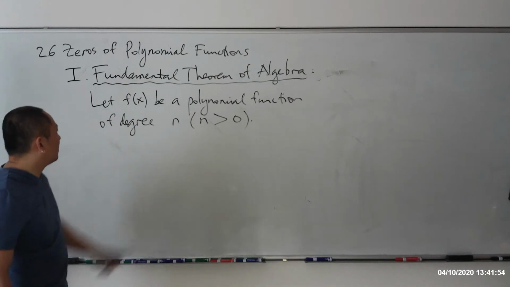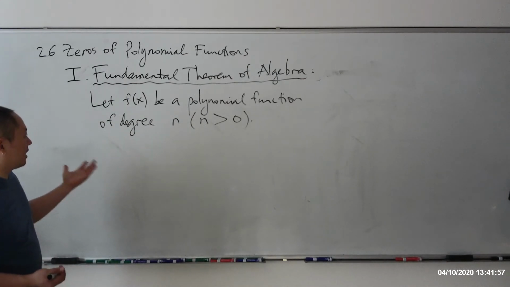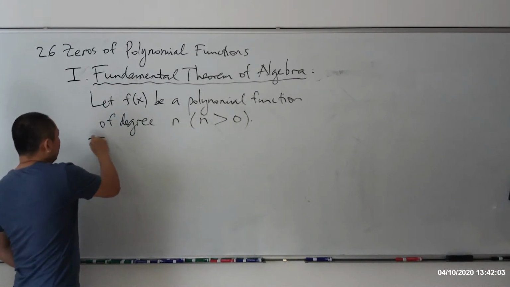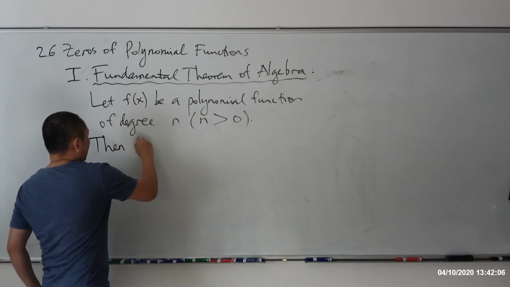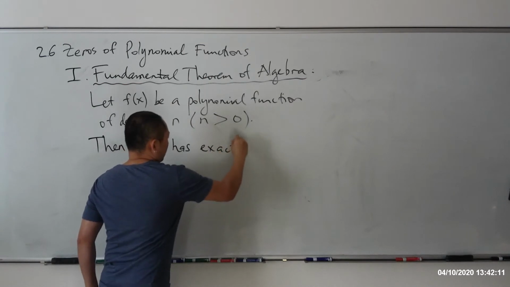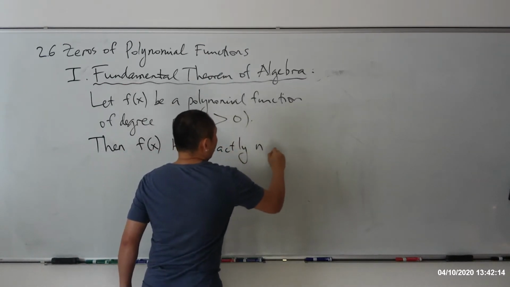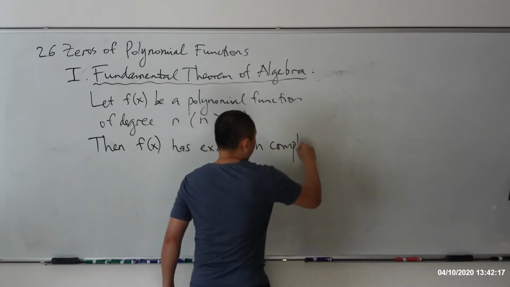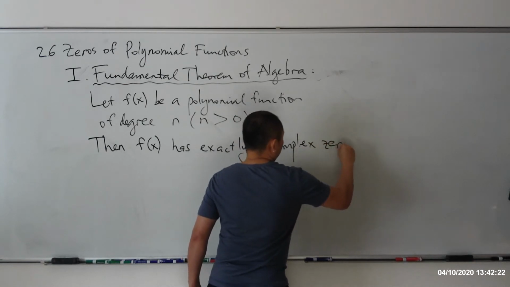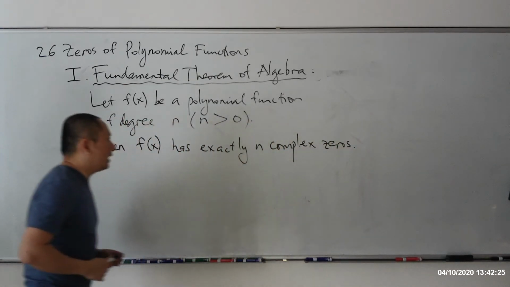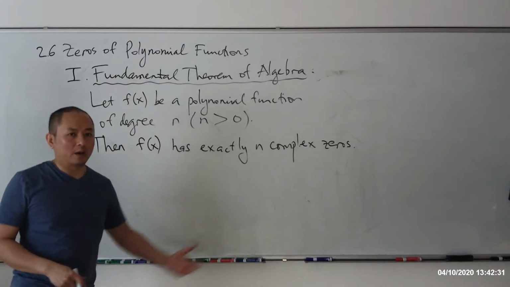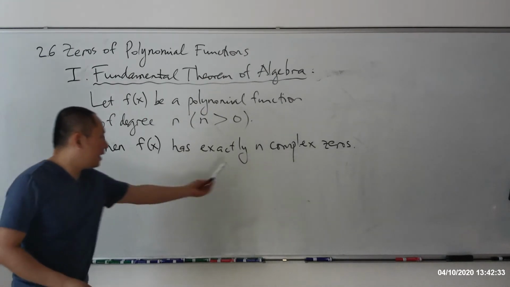Let f of x be a polynomial function of degree n. The book says it's going to have at least one zero, and I'll say it this way. Then f of x has exactly n complex zeros. Saying it's got one zero is good enough, because after having one zero we do synthetic division, we can find another zero, eventually all the way to the end. You still have n complex zeros.